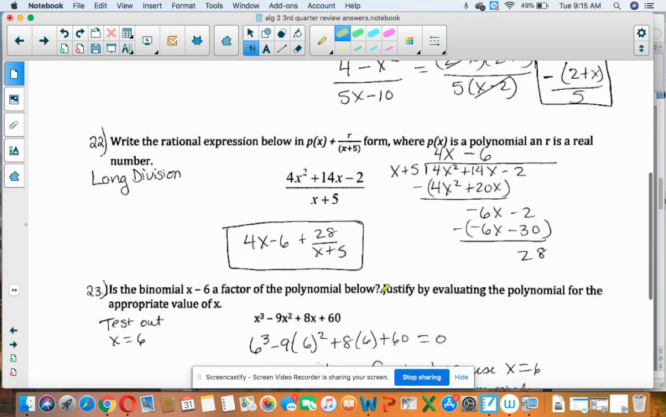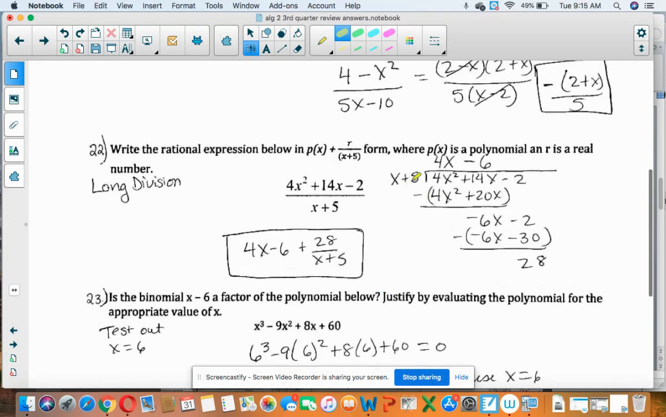22 is a long division problem. So x plus 5 goes into 4x squared plus 14x minus 2. So x goes into 4x squared 4x times. 4x times x is 4x squared. 4x times 5 is 20x. I subtract this and the 4x squareds cancel. 14x minus 20x is negative 6x. I bring down that negative 2.